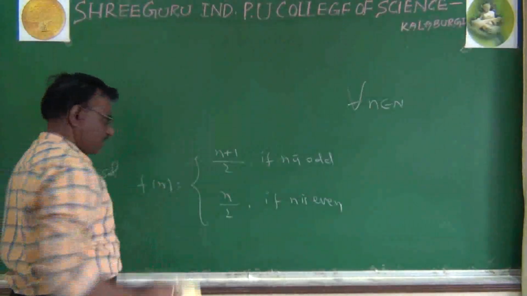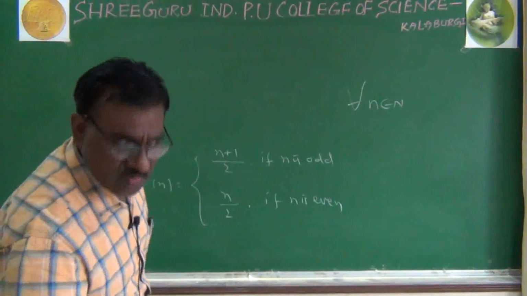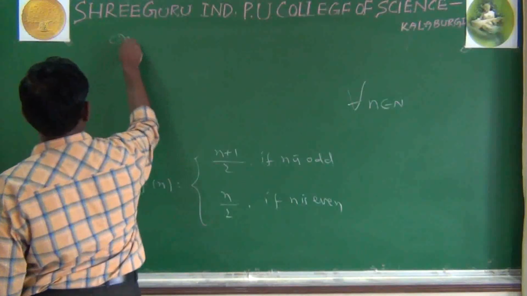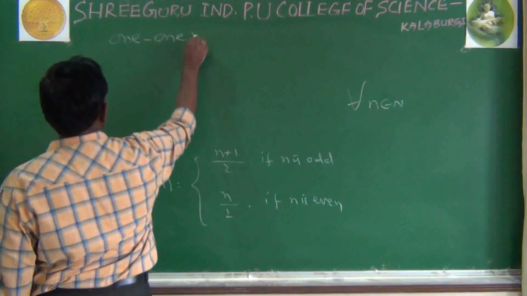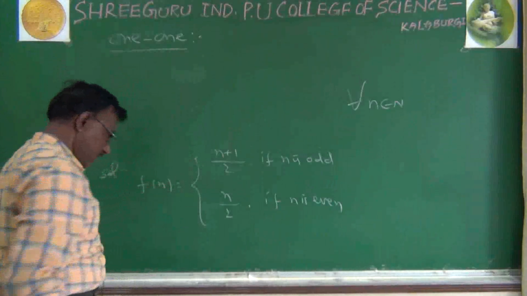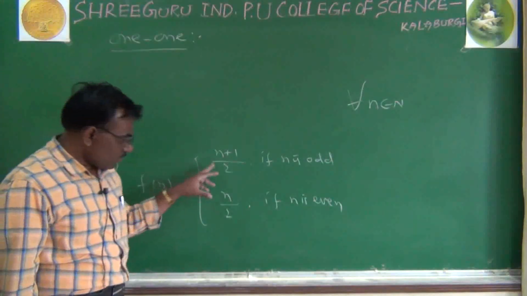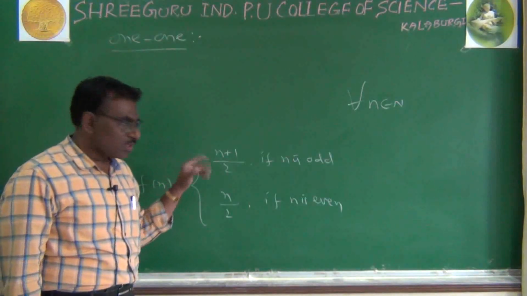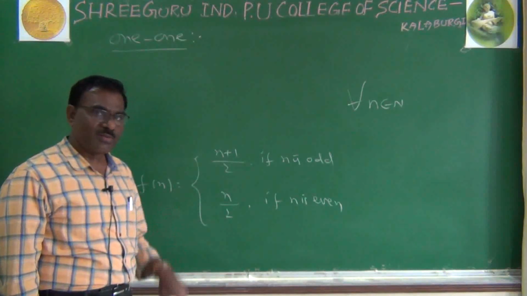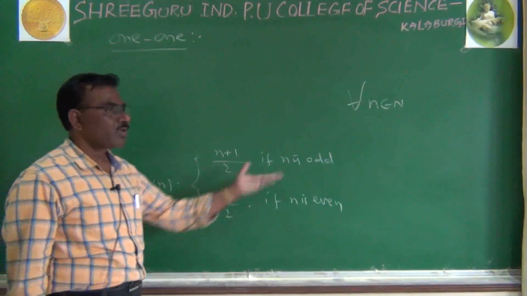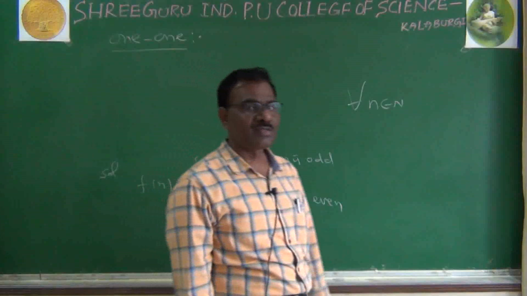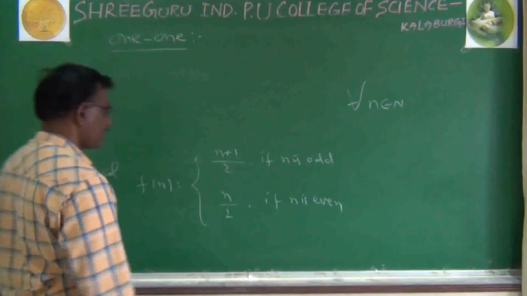Difficult means what? You should state one-one. Only the numbers you take, whether it is one-one or not. But both are not the same, even number or odd number is not the same. When both are the same, it means they are not distinct elements. It's not different elements.